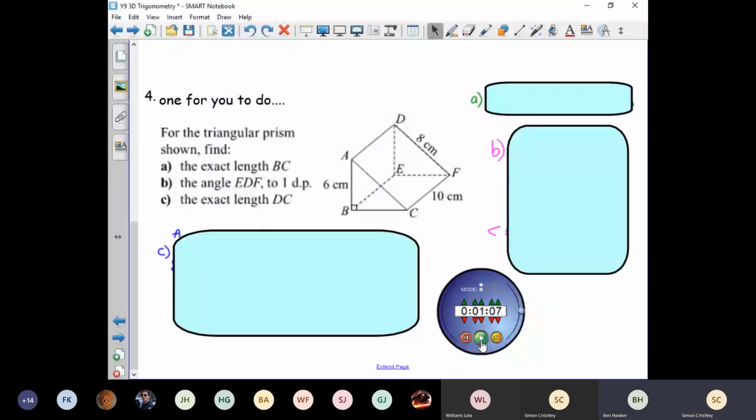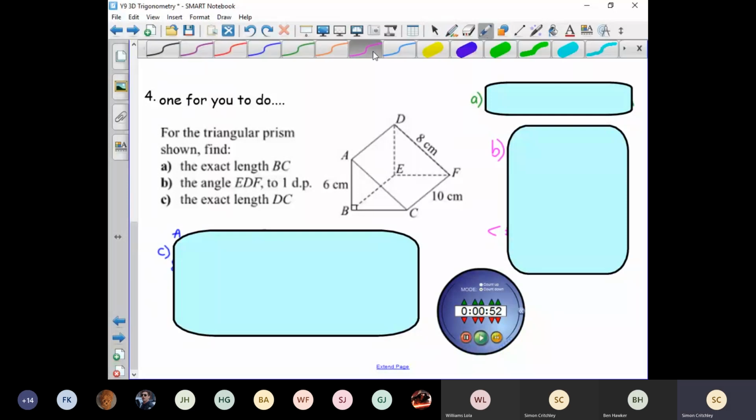Has anyone finished all three yet? Hand up if you finished all three. Okay, yeah, Lola's. Right, okay, I'm going to stop the timer then, and we'll talk about each of these ones. Right, Finn, start us off with A, please.